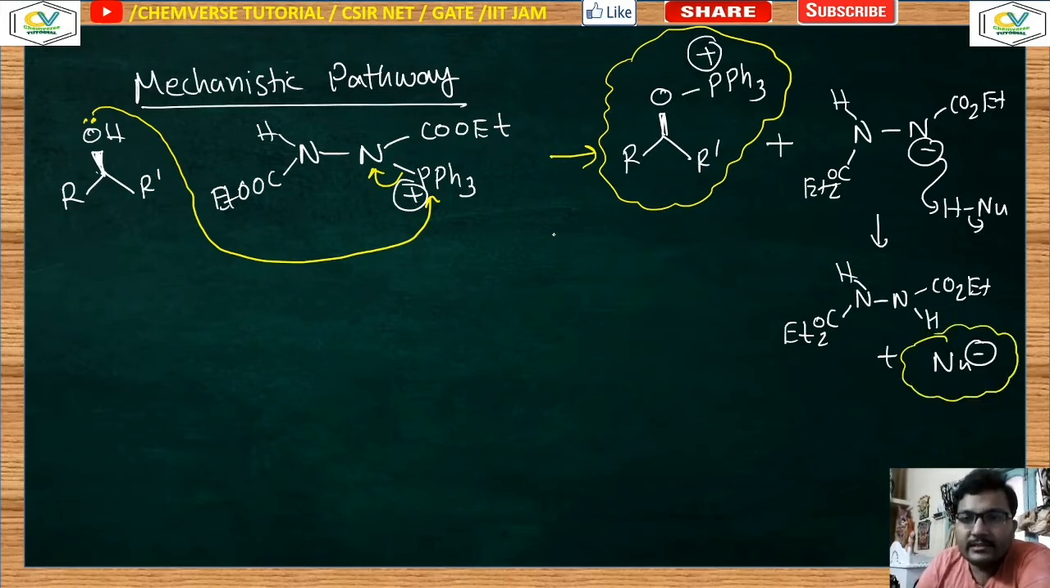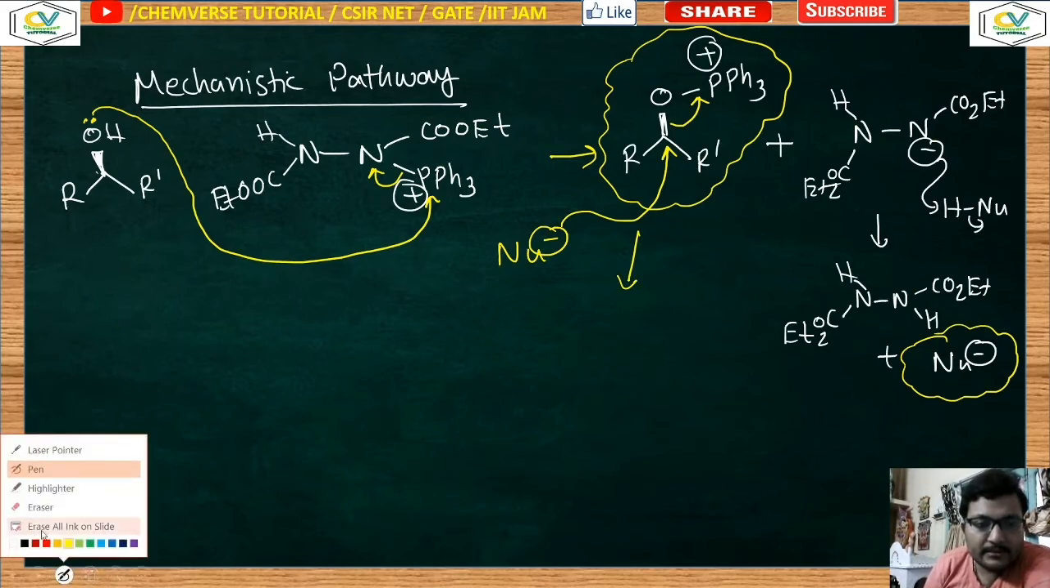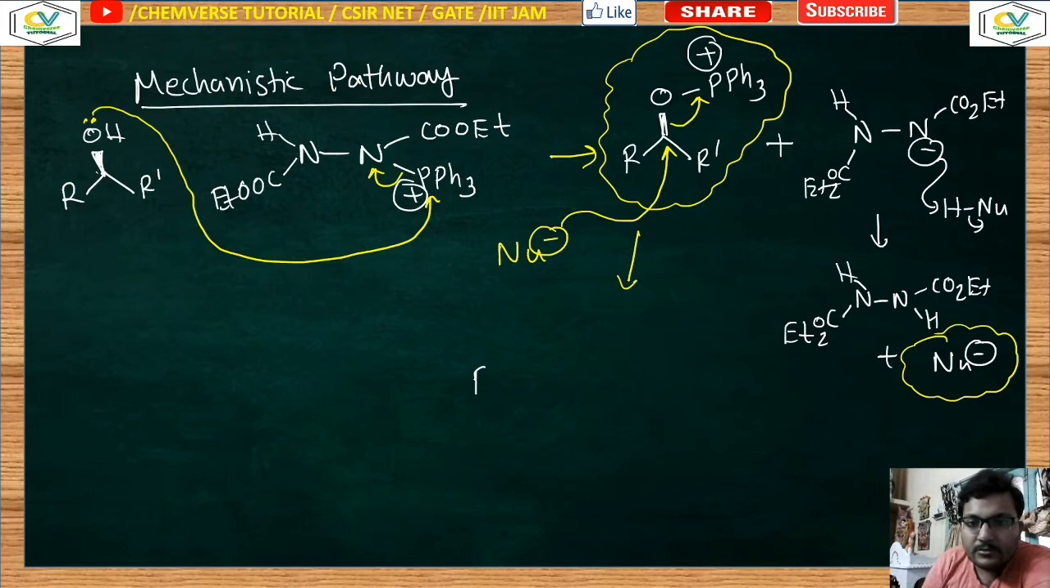The obvious step is that this nucleophile will attack at this position, and this bond will be cleaved to produce P=O. You know that the bond between phosphorus and oxygen is very stable. So as a result of that, what can you get? You can get something like this. So R, now the nucleophile will be present at this position because it is nothing but your backside attack, or SN2 attack. So the stereochemistry of this center is inverted. Inversion occurs in an SN2 reaction.